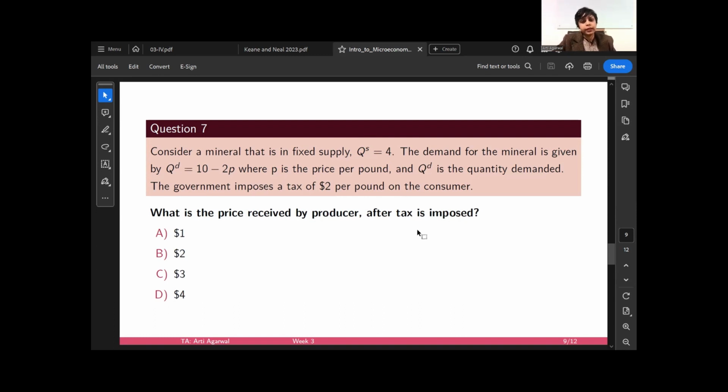What is the price received by a producer after taxes? This is an important question. This is the interesting part, the part which you basically have to solve.